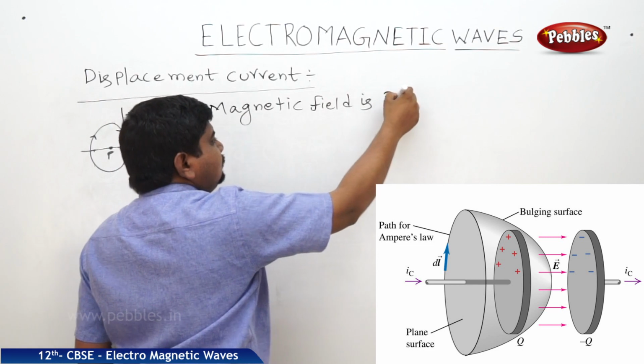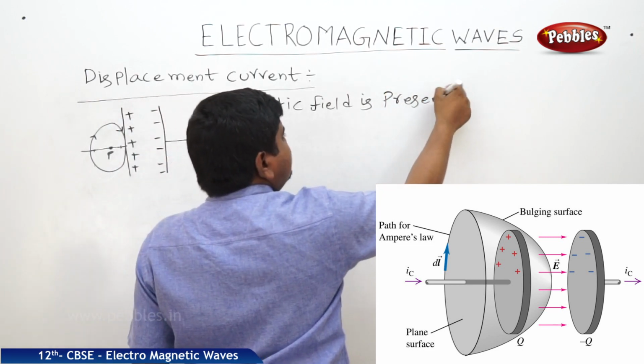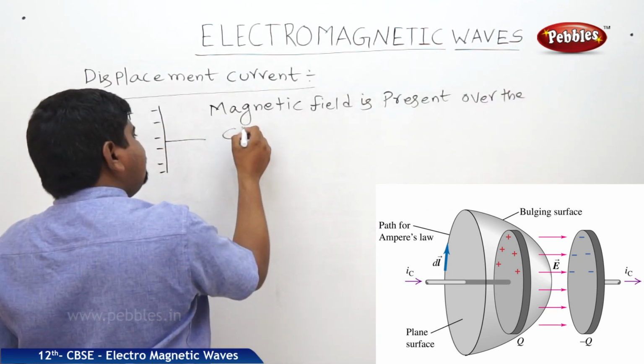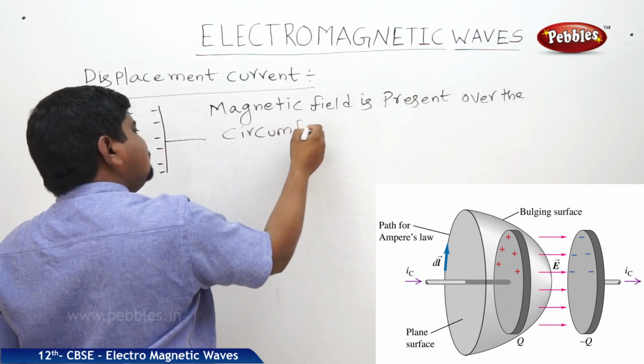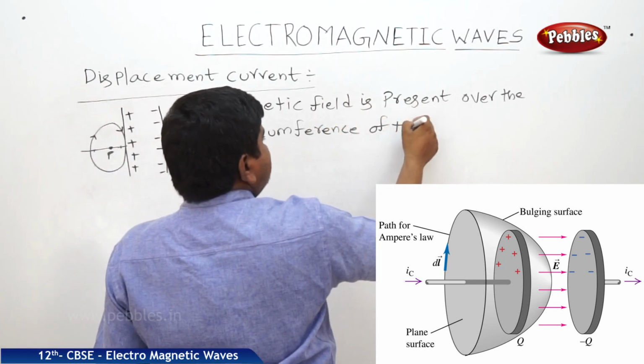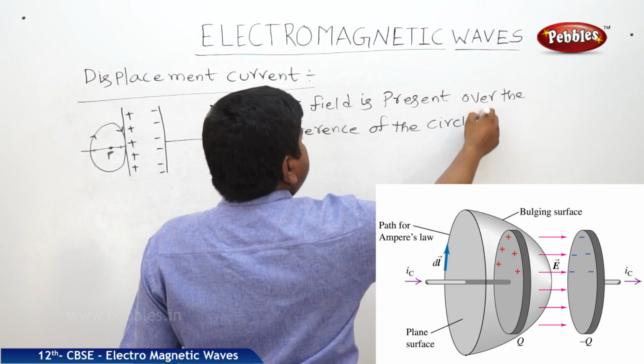Is present over the circumference of the circle.